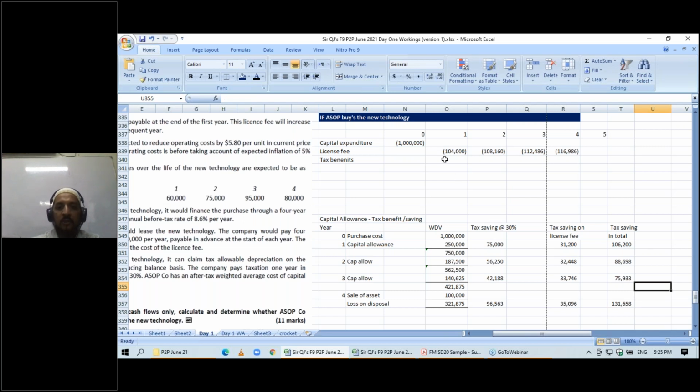Okay, so tax benefits will now be taken to the main pro forma. So I'm taking the total of the tax benefits to the working above. These will be taken as positive because this is a saving and you will save some cash.